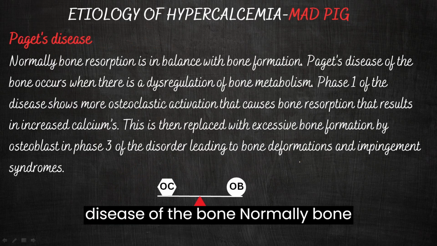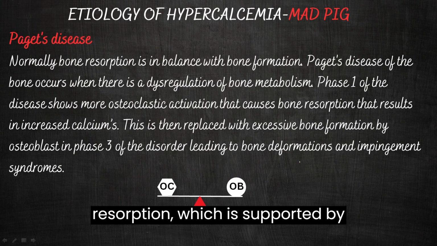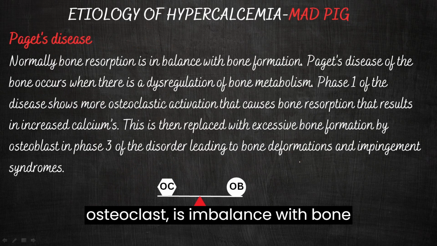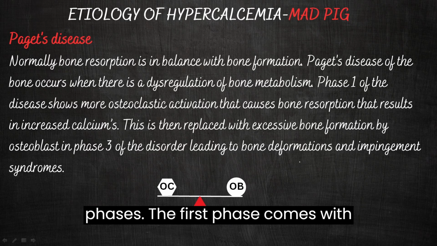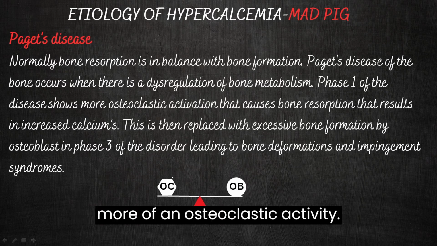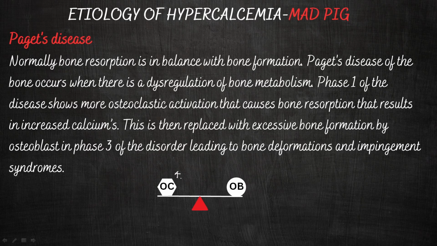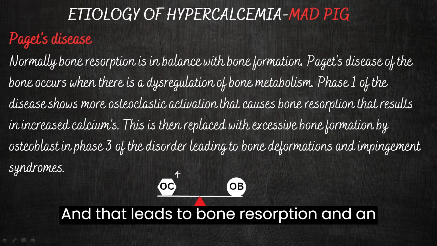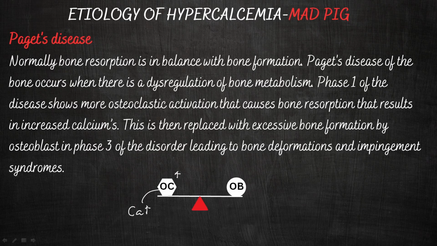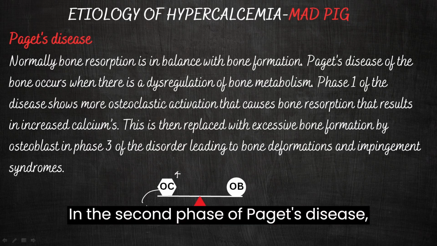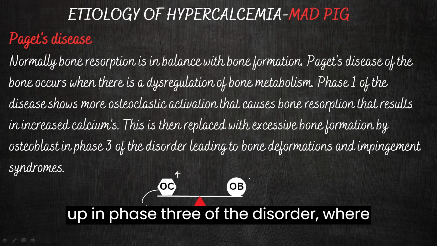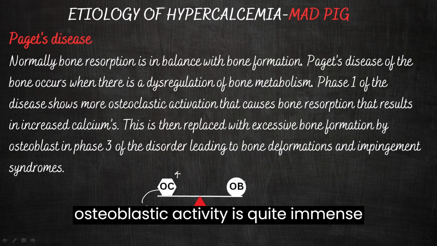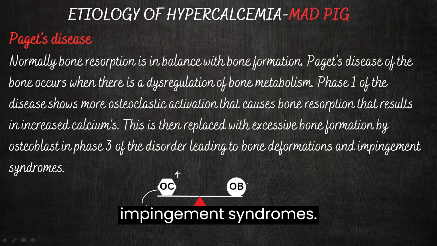Paget's disease of the bone. Normally, bone resorption, which is supported by osteoclasts, is in balance with bone formation that is supported by osteoblasts. Paget's disease has three phases. The first phase comes with more of an osteoclastic activity, and that leads to bone resorption and an increase in the calcium levels. In the second phase of Paget's disease, both osteoclasts and osteoblasts are activated, but it eventually ends up in phase 3 of the disorder where osteoblastic activity is quite immense, and that leads to bone deformations and impingement syndromes.